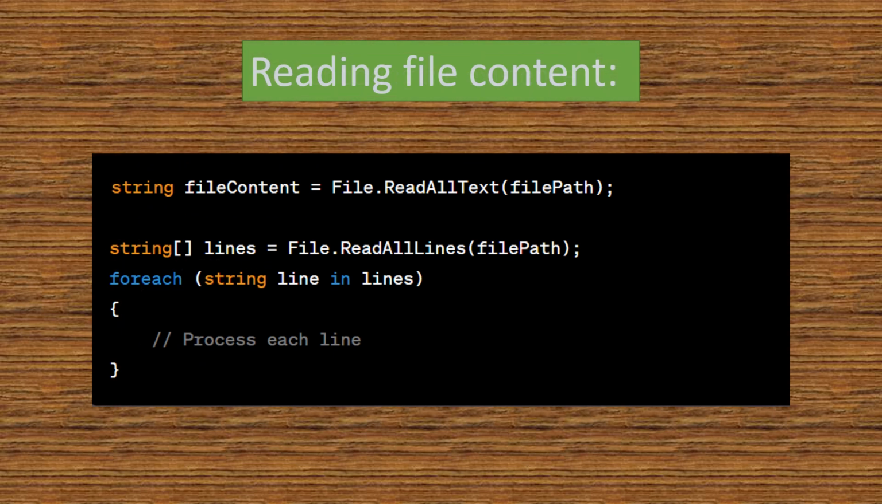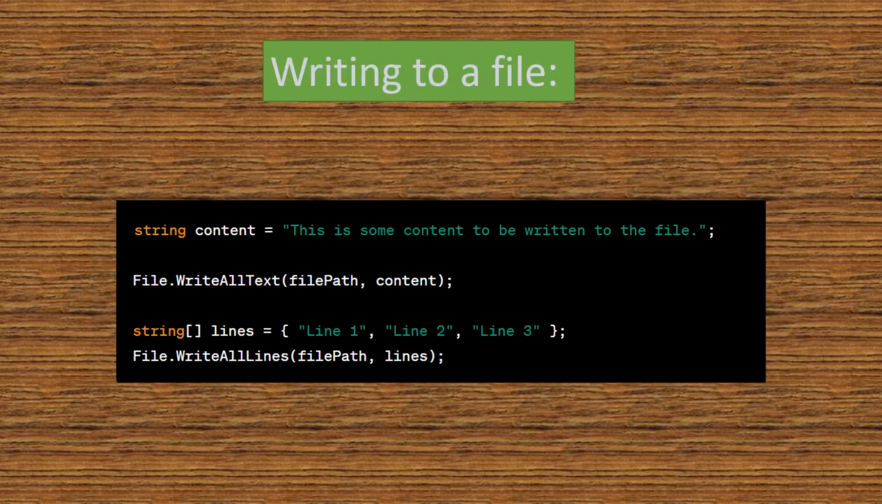To read the content of a file, you can use the File.ReadAllText or File.ReadAllLines methods. The former reads the entire file as a single string, while the latter reads the file line by line into an array of strings.